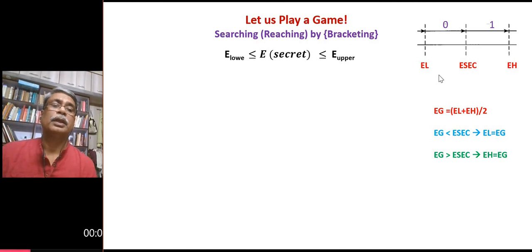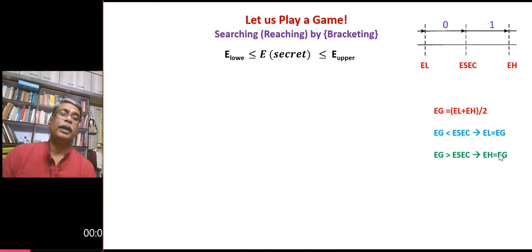If it is here, that means I am shifting my lower bound towards the right. That means I am decreasing the range of my lower and upper bound. On the other hand, if it happens that the EG, that is the average, is greater than EACC, that means somewhere here, in the region of 1, then again I want to reduce the range, but this time I will shift this EH towards the left. So the distance is decreasing, that means now EH is redefined as EG, right?